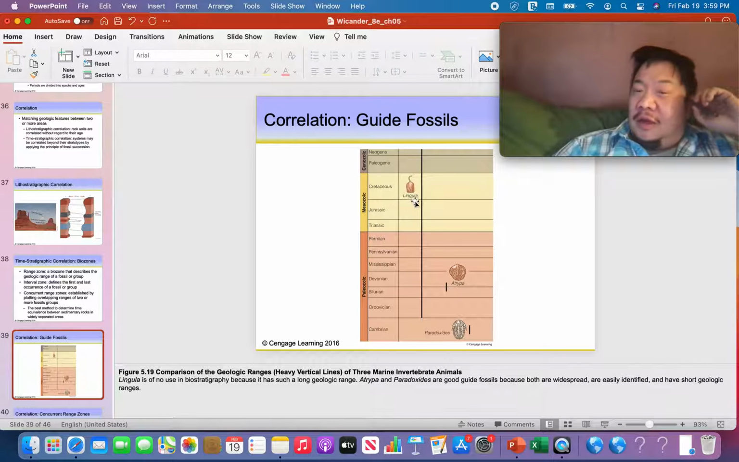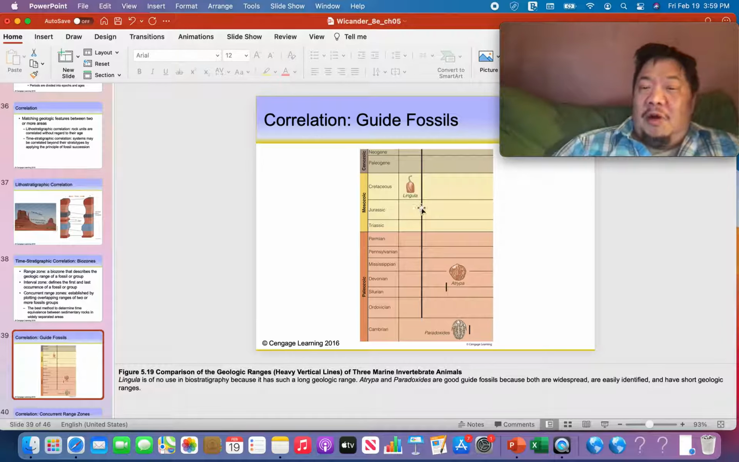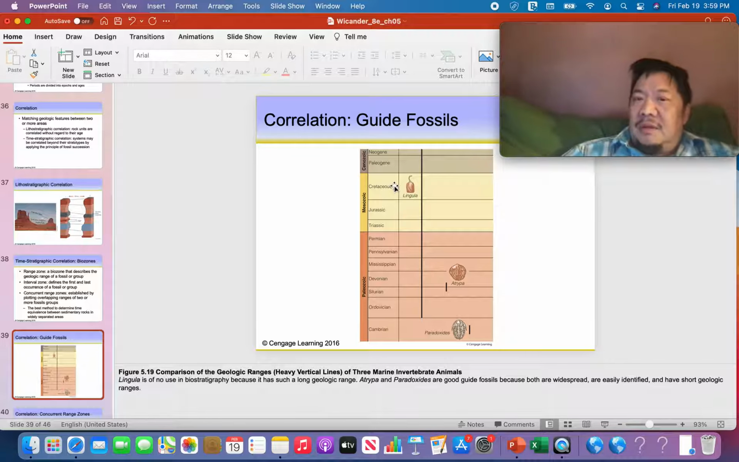Anyway, look at this species called Lingula. It lived from about 480 million years ago, and it still exists today. Would it be a good index fossil, do you think? No. Lingula would be a horrible index fossil.